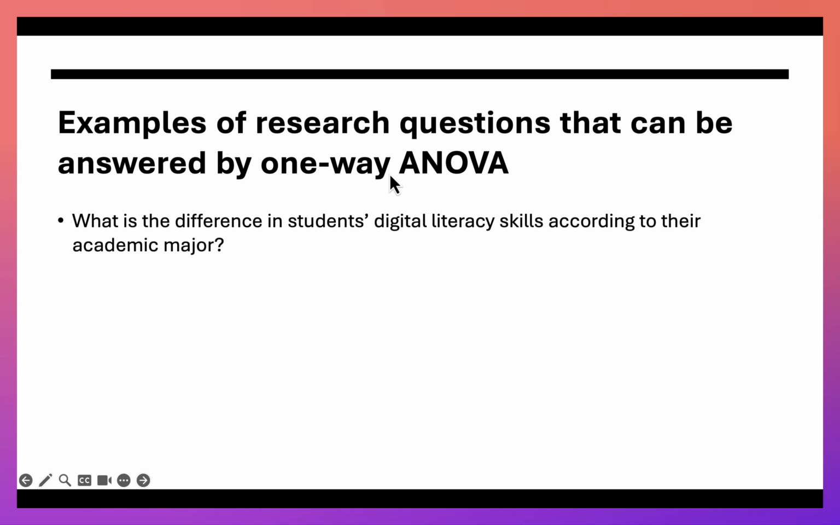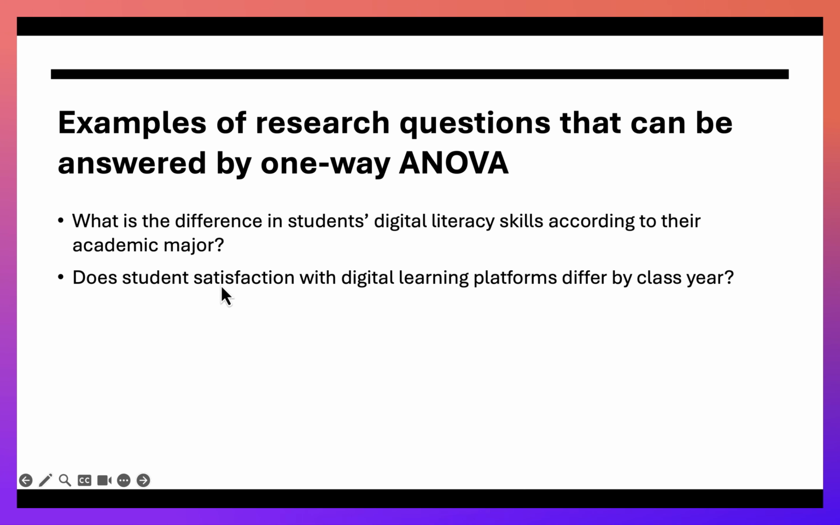So we could, with the ANOVA, look at digital literacy skills of students, which would be our outcome, our dependent variable, right? And whether or not those skills differ according to academic major. So as we know, academic major is a great example of a categorical variable with 3 or more categories. Many categories at Arizona State. I think we have like over 300 majors. But anyways, that could be a really good question to ask and address with one-way ANOVA.